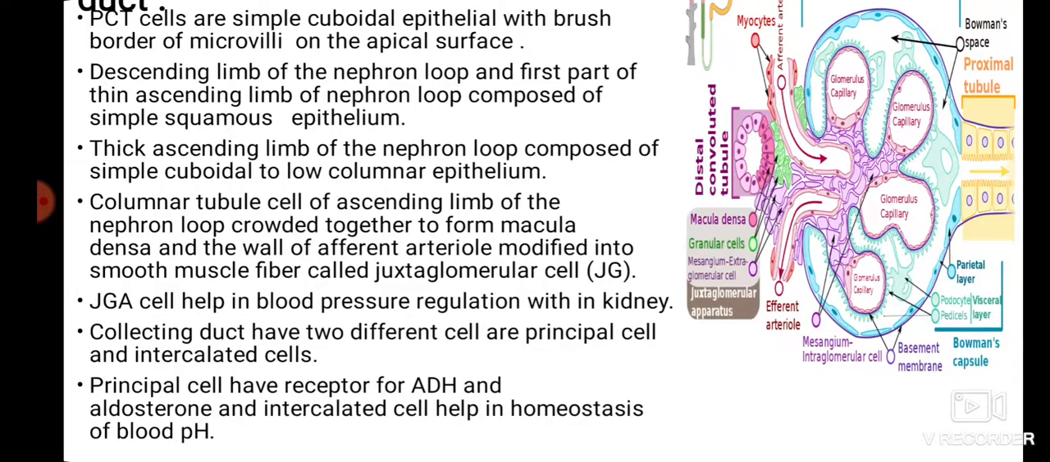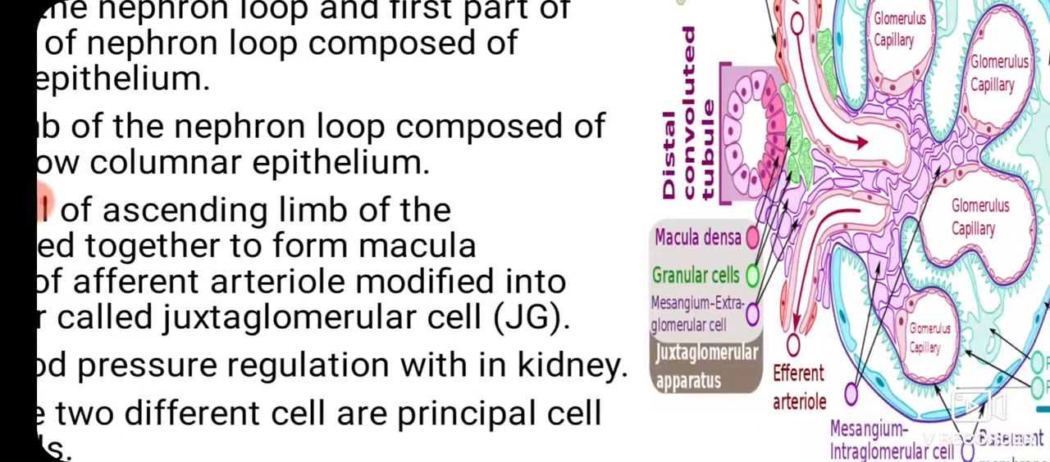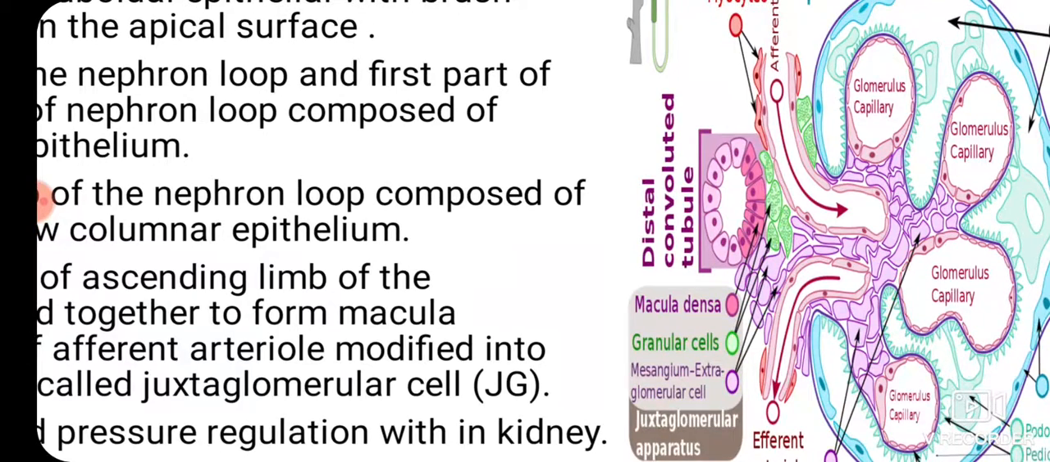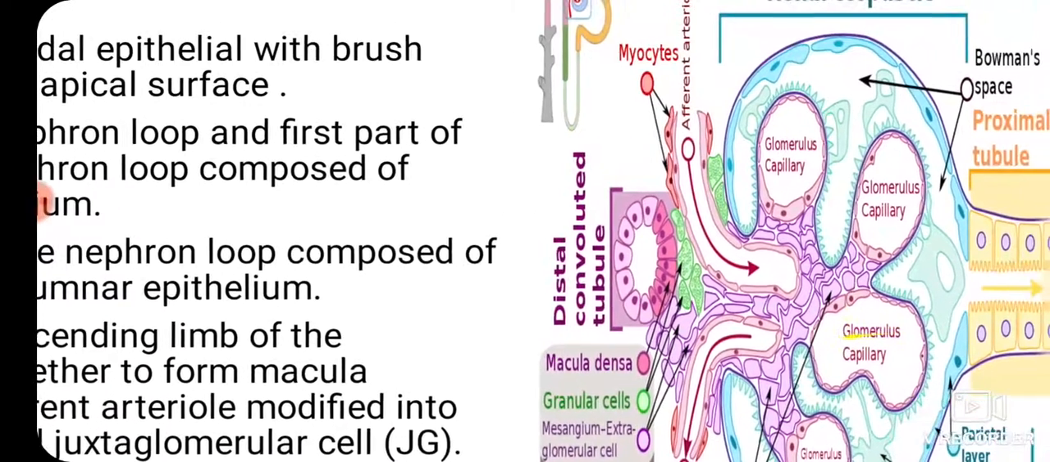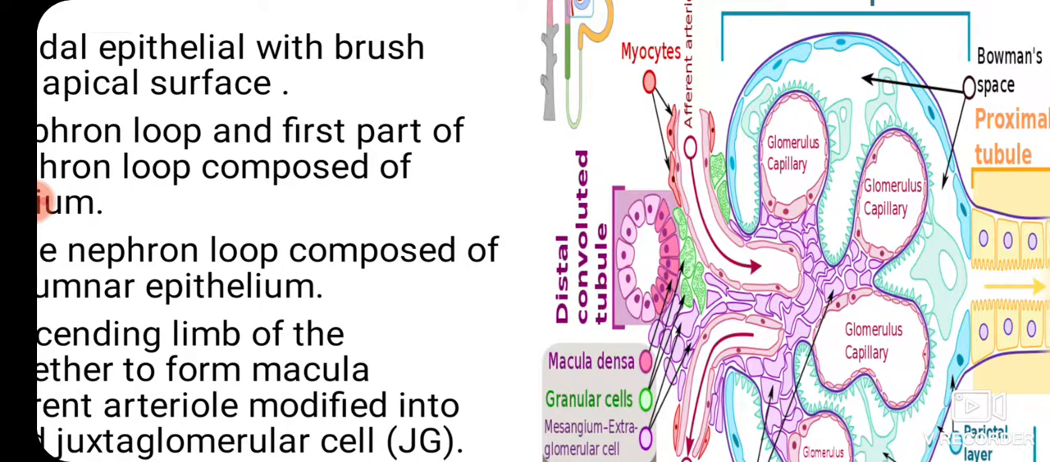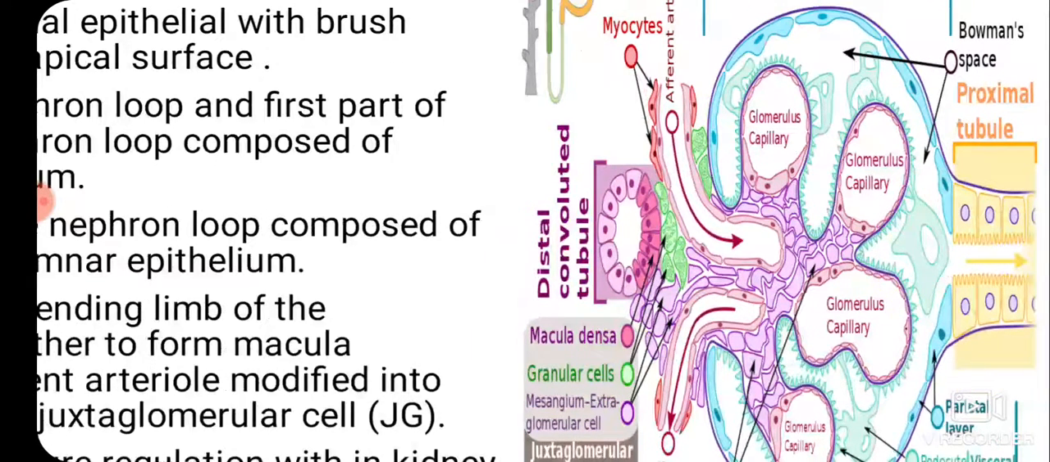So here we see the diagram. There is the distinct columnar tubule. They are the modified cells known as juxtaglomerular cells, okay. These are the myocytes, the afferent arteriole. These are the capillaries.